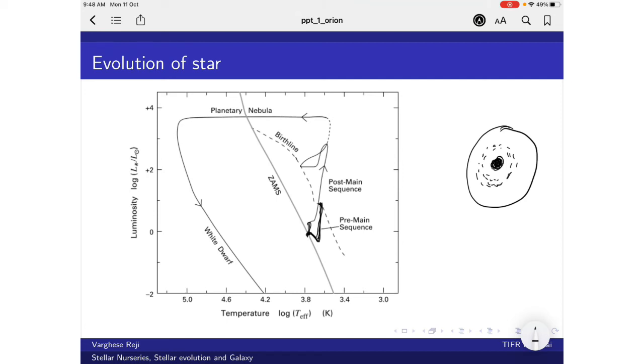So there nuclear fusion happens, and the energy produced can push out this region, but more helium can be added to the core, and the core is contracting, but the pressure is increasing. Then the outer layer starts expanding. That's why the luminosity is increasing. At that stage we call it a red giant.